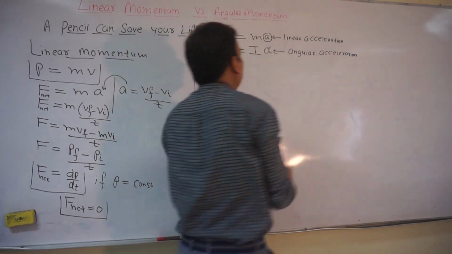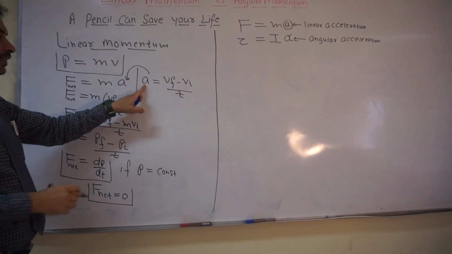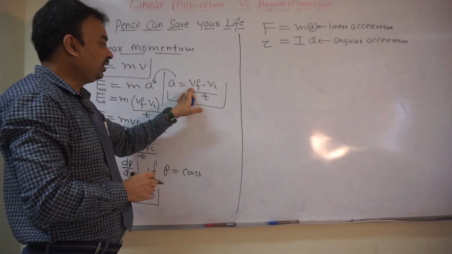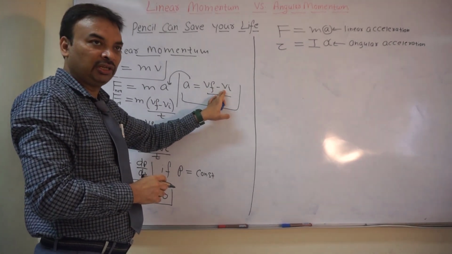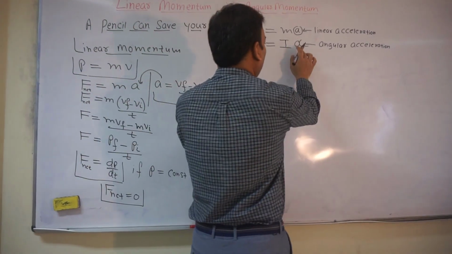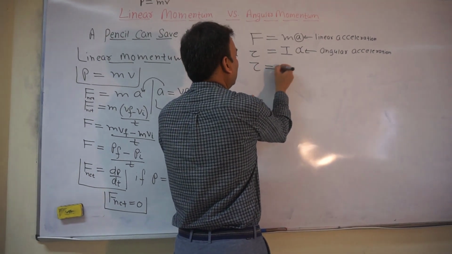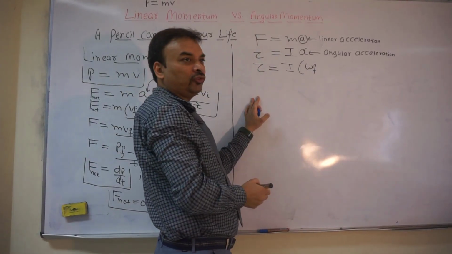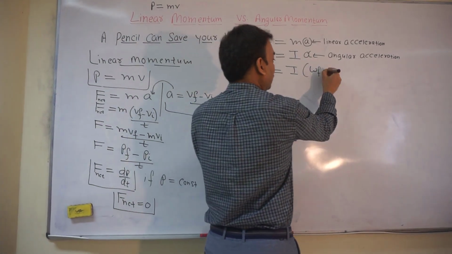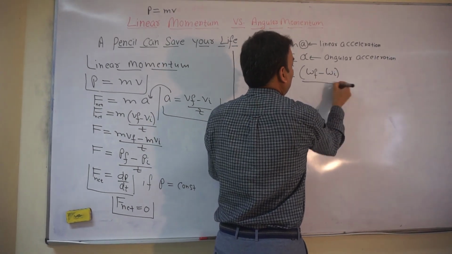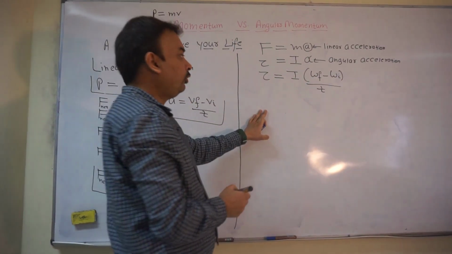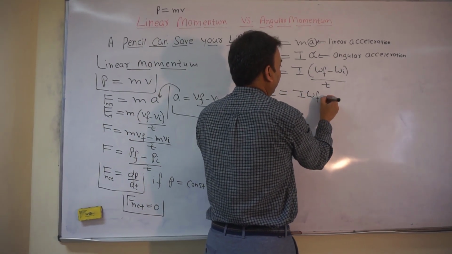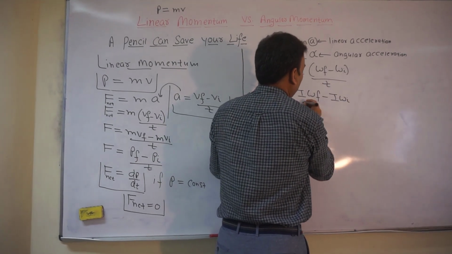Here I use the formula: linear acceleration is equal to v final minus v initial divided by time. This is the final linear velocity, minus the initial linear velocity, divided by time. The same formula I will use here. So tau will be equal to I times omega final, the final angular velocity, because this is an angular acceleration, minus the initial angular velocity, divided by time. So now the torque will be equal to I omega F minus I omega I divided by t.